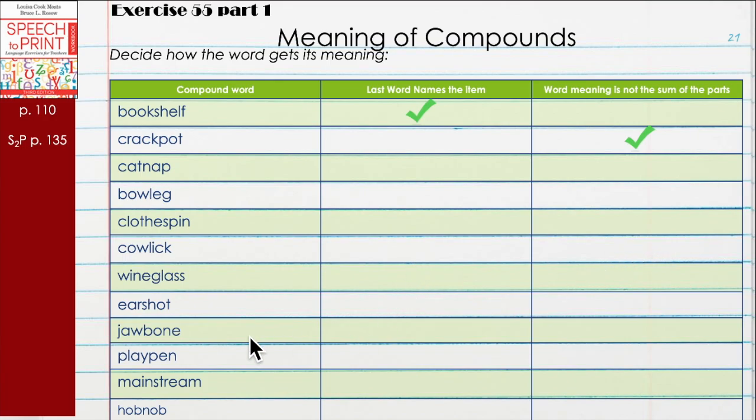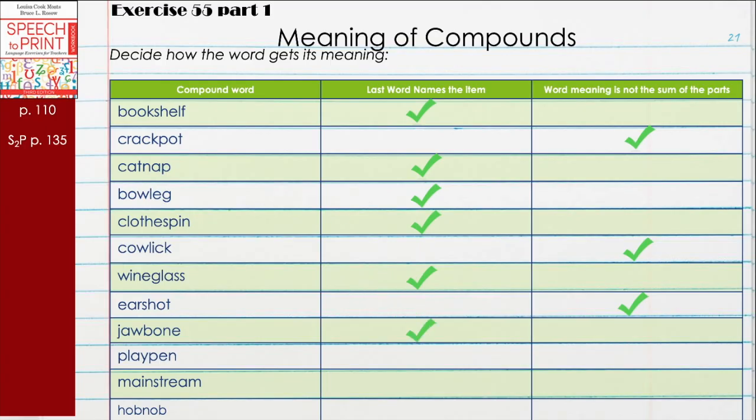Okay, so how did you do? We have catnap is a nap, bow-legged is a leg that is bowed, a cowlick, I skipped one. Clothespin is a pin used to hang up clothes. A cowlick is not a place where you licked by a cow, but it sure does look like it. A wine glass is a glass made for wine. Earshot is not getting shot in the ear, but it's something that you can hear within range. And so you start to see how they're very closely connected, but it's not a sum of its parts.